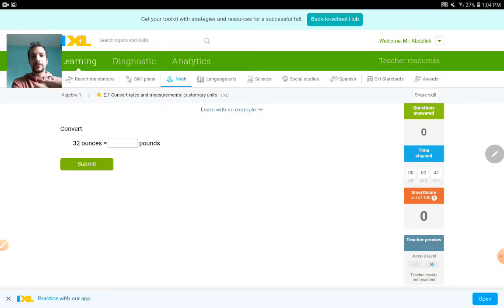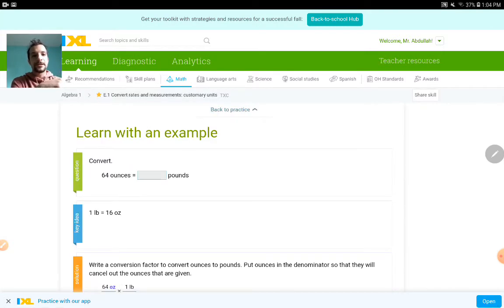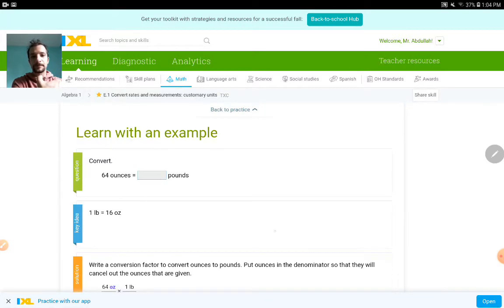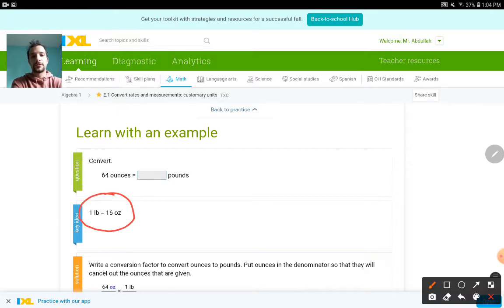But before getting on to those details, let me just show you one thing. Always hit this learn with an example and see how the IXL guys are solving these questions. It says the same thing over here: 1 pound equals 16 ounces. From this point, here is what I would do. 1 pound is 16 ounces. I don't know how many pounds I have, so I will put a question mark. And then the number of ounces in the question given is 64, right?